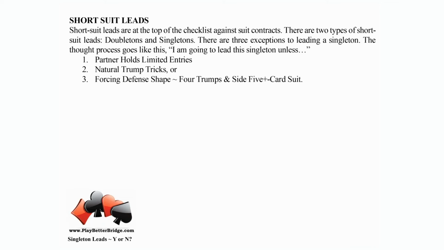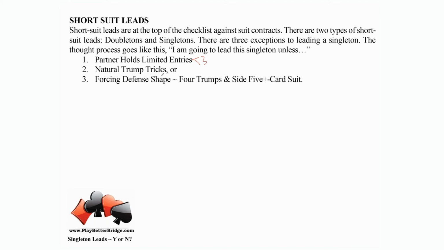If you do your number rule and it tells you that partner holds limited entries, right? What do we call that? Let's call it less than 3 high card points. Then don't lead that singleton. If you do your number rule and partner has high card points in their hand, likely, they could hold an ace or perhaps a king, then go ahead and lead that singleton, but go to exception number 2, which is natural trump trick.